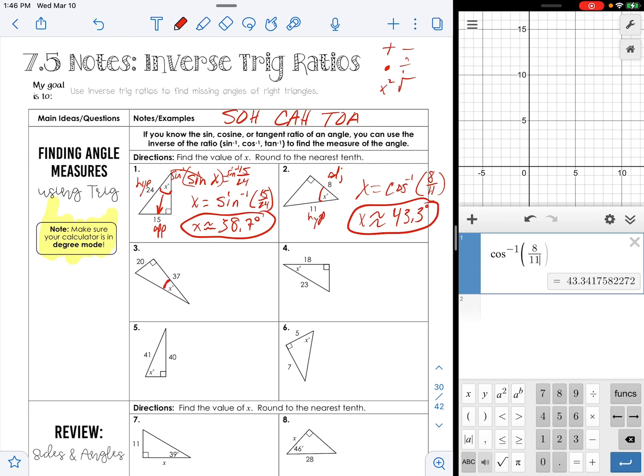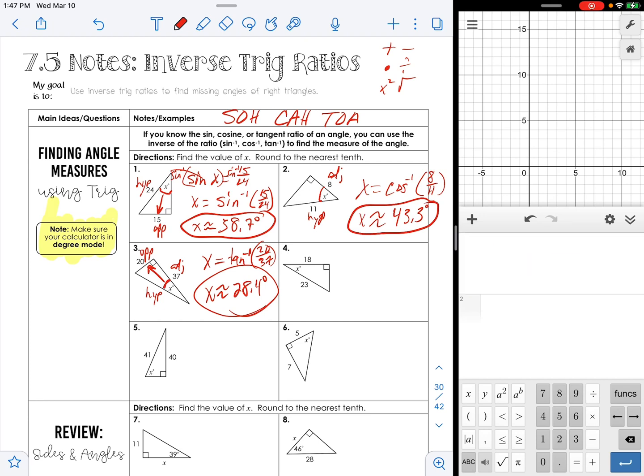Okay, so let's keep going. Let's practice up a bit. Here we go. We've got what would be opposite. This is the hypotenuse, so that makes this one adjacent. So we got opposite and adjacent. That's tangent, so x is going to equal the tangent to the -1, the inverse tangent, the arc tangent of opposite over adjacent, 20 divided by 37. Okay, so we're going to go funcs arctan of 20 divided by 37, and we get 28.4. X is approximately 28.4 degrees. There we go.